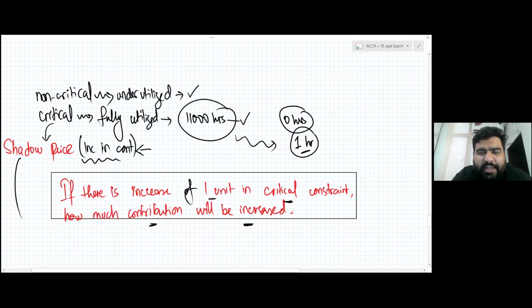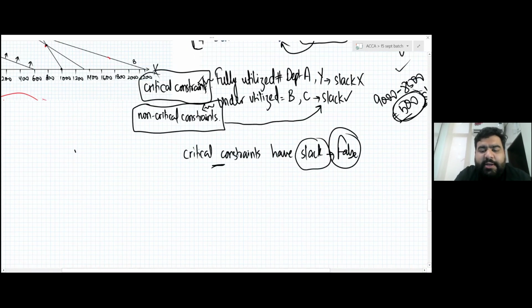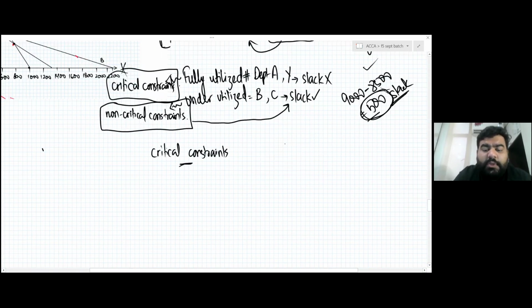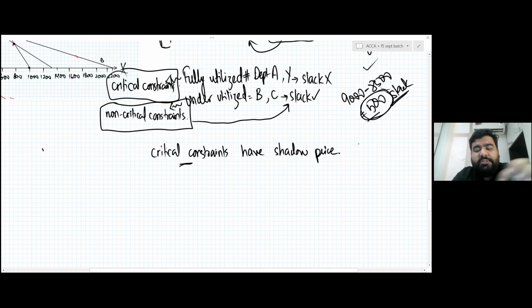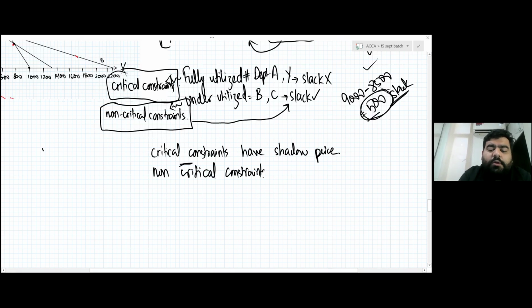This means in this concept, critical constants have shadow price because they're critical constant. If we have to arrange that, the increase in contribution due to increase in 1 unit of critical constant means shadow price will always be for critical constant, and non-critical constant have slack.